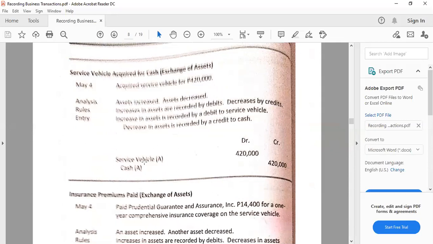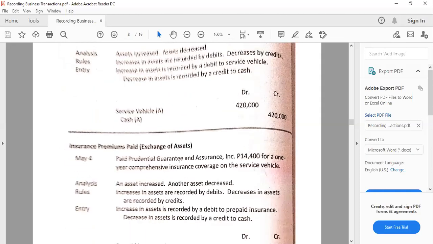Therefore, we have to debit whatever account title is appropriate. Under IAS 1, Presentation of Financial Statements, we can make account titles for the business provided that it captures the essence of the account or transaction. So service vehicle is fine. Some books might use equipment, delivery equipment, or office equipment depending upon the usage of that vehicle. So we have written here 420,000 and credit cash.